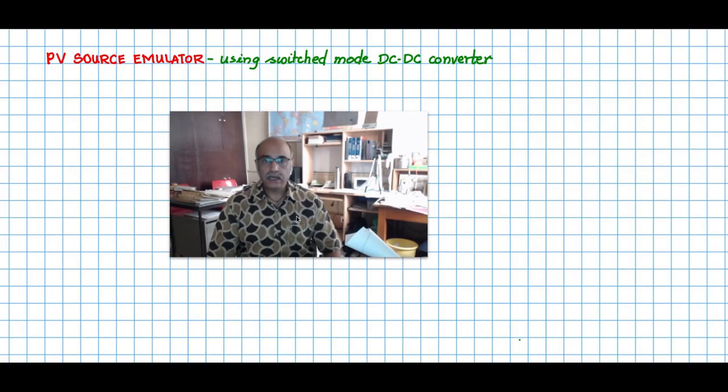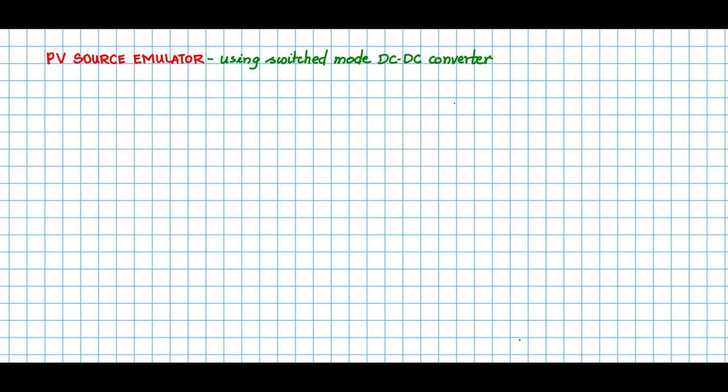Now here I will try to describe to you in a block schematic form the operation of the switched mode DC-DC converter being used as a PV source emulator, such that the DC-DC converter output will have an IV characteristic similar to that of a PV cell. Now let me draw the block schematic of this switched mode DC-DC converter, which now behaves as a PV source emulator. It is supposed to be a current controlled converter, so the terminal current IT is supposed to be controlled.